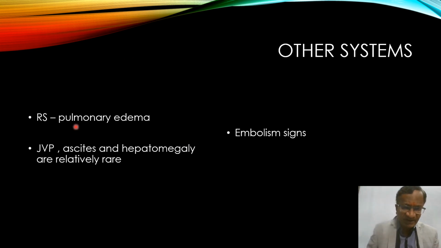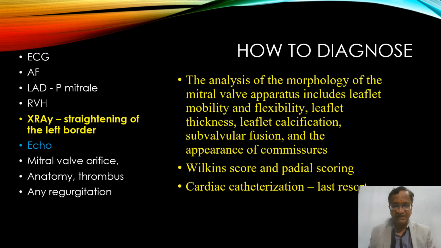Respiratory system may have pulmonary edema features. JVP, ascites, hepatomegaly are relatively rare, and signs of other embolisms may be there. Now we have found out what the findings are in mitral stenosis.